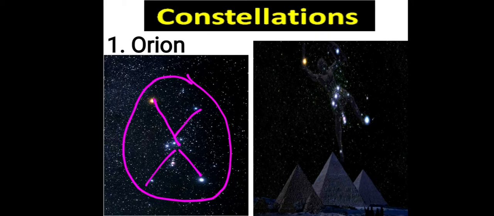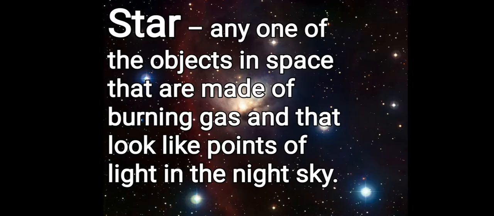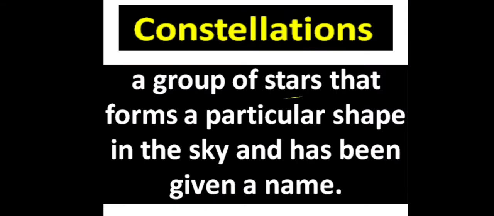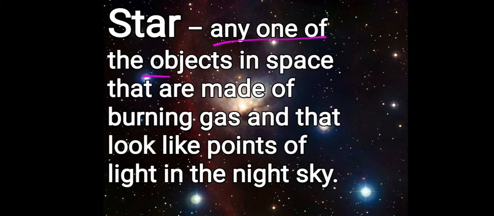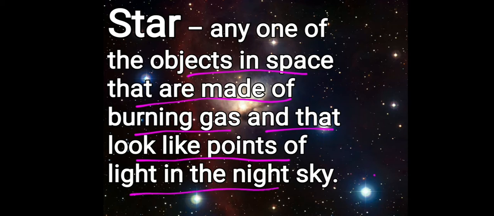Before we study constellation, let us first study about stars. Stars are just any one of the objects in space, just like this one. Stars. There are many stars in the sky. Objects in space that are made up of burning gas and that look like points of light in the night sky. These are the stars, points of light in the night sky.